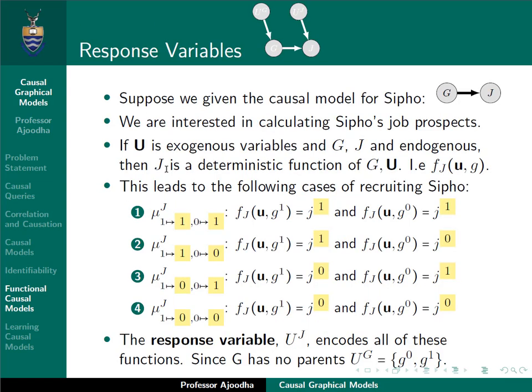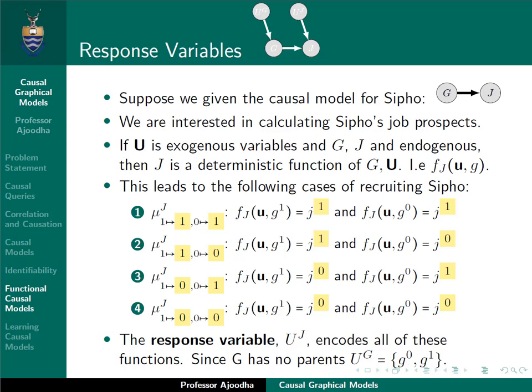Okay, great. A very important part of the design of a functional causal model is the response variable. Let's look at SIPO again, and suppose G is the grade and J is the job outcome. It's just two variables. The job outcome is a function of the grade and some exogenous variable U, which we have written down there. So it's explicitly modeling this exogenous variable, which is the background.